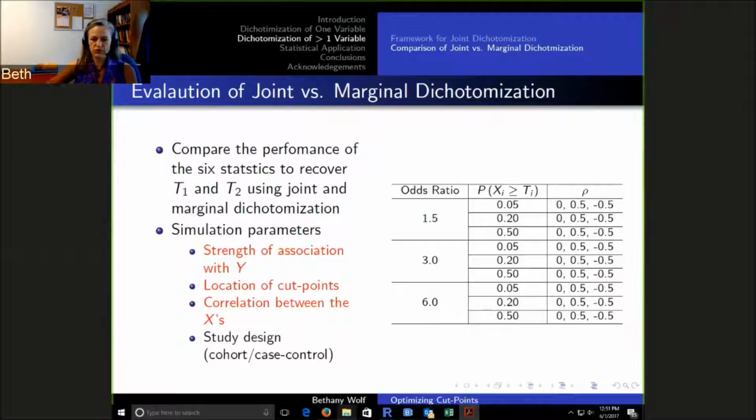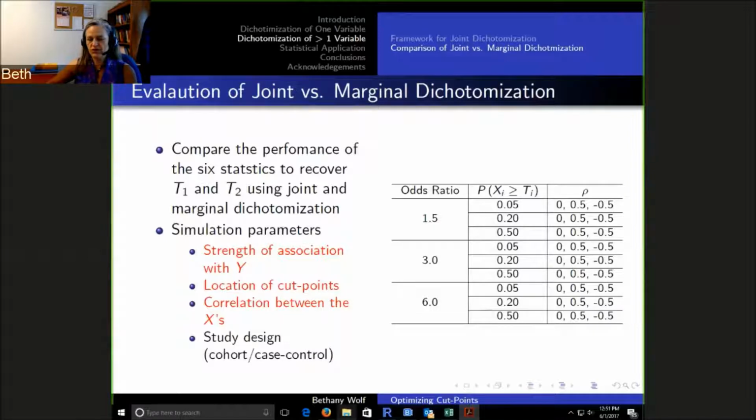So we did a similar simulation. The only thing that changes here is that I still have the probability that x is greater than t, and in this case, it's true for both x1 and x2. So where I say p of xi greater than ti, if it's 0.05 for x1, its probability of x1 greater than t1 is 0.05, and probability of x2 greater than t2 is 0.05.